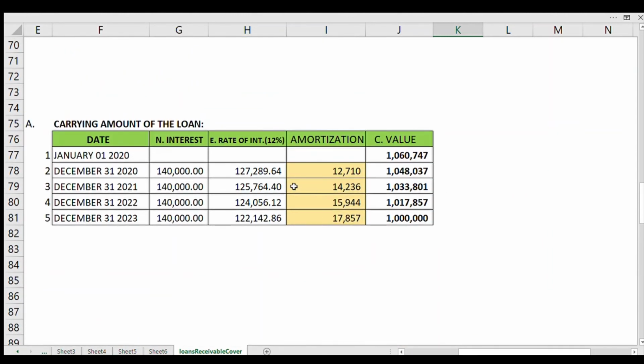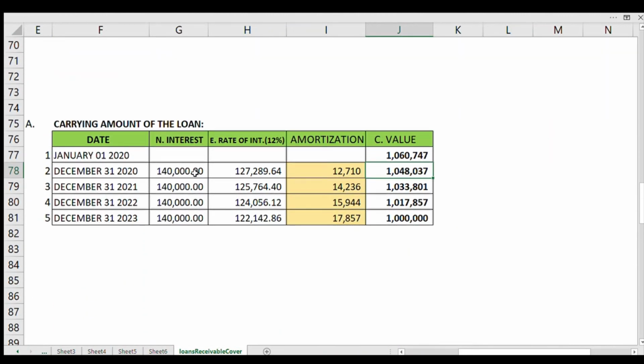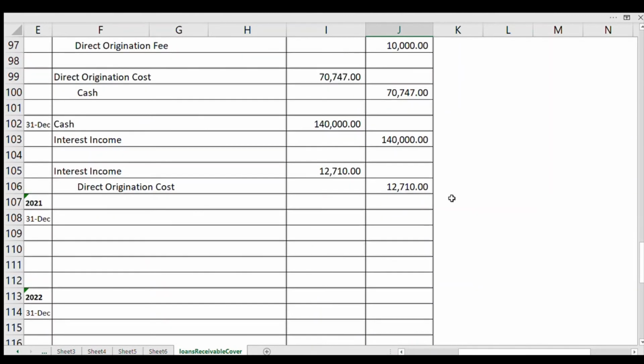Again, for us to know why it is like that, this is the difference between the nominal interest and the effective rate of interest. So that's the amortization, 12,710 for December 31, 2020. Again, that's the difference between 140,000, the nominal interest, and the effective rate of interest, 12,710, and it will be deducted from the carrying value of the loan. So at December 31, 2020, it will be 1,048,037.